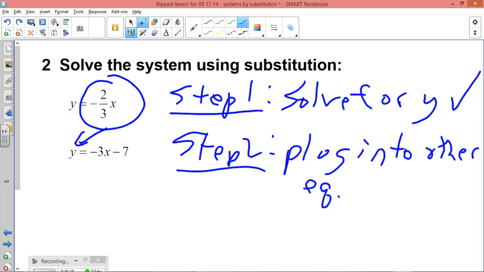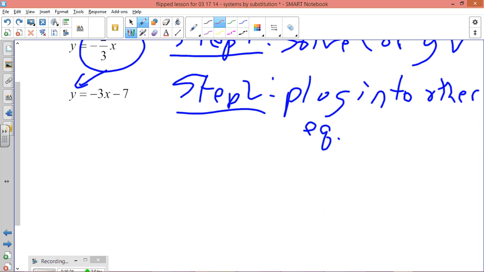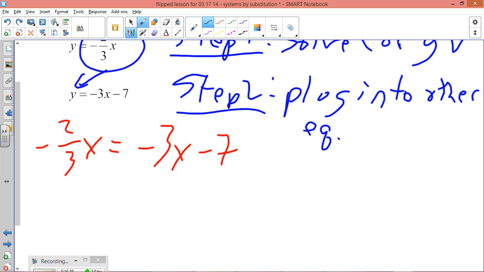Okay. Step 3, or no, step 2 was actually solve. So now I'm going to solve this. I get negative 2/3 x equals negative 3x minus 7. I know some of you right now are freaking out because there's a fraction. Don't worry about it. We know how to deal with these, don't we? So we need to get these both to the same side. So plus 3x, plus 3x.